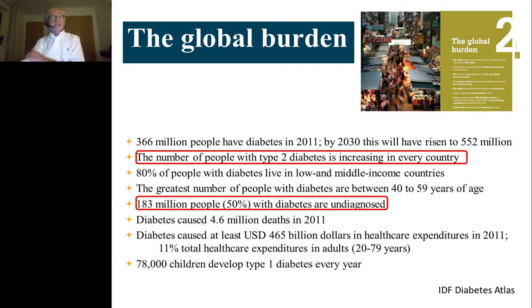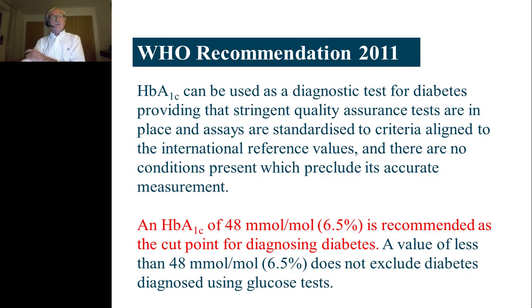We have already seen the large number of patients with diabetes, but probably the most worrying thing is that about 50% of people with diabetes are out in the population undiagnosed. So in 2011, the WHO recommended that hemoglobin A1c can be used for diagnosis of diabetes and set a level of 6.5%, or 48 millimoles per mole, as the diagnostic cut point for diabetes. But they went on to say that this level does not exclude diabetes diagnosed with glucose tests.